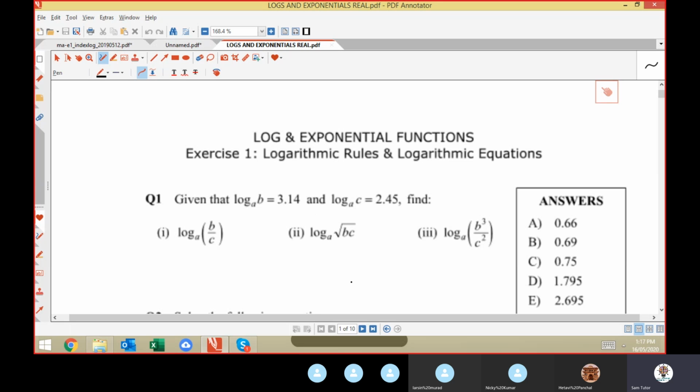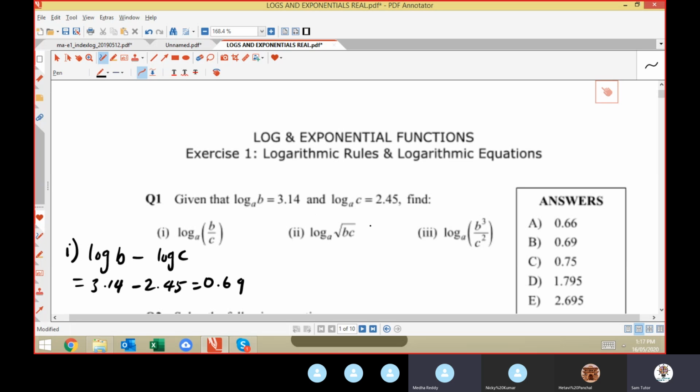Of course, log B on C. What did you think to do for that? Minus it. Yeah, it's that easy. Log B minus log C. So the answer is 3.14 minus 2.45, 0.69. Thank you.